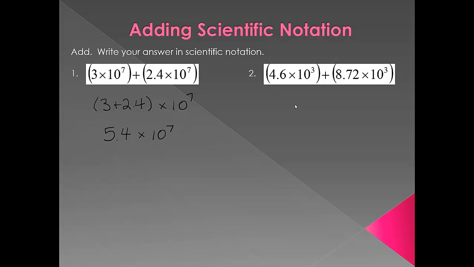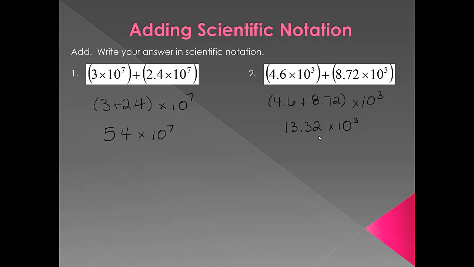Now let's look at number 2. For number 2, I have the quantity 4 6/10 times 10 cubed plus the quantity 8 72/100 times 10 cubed. I have the same power of 10, so I can go ahead and add my factors. So I'm going to add 4 6/10 plus 8 72/100. And that answer would then be times 10 cubed. When I add 4 6/10 and 8 72/100, I'm going to get 13 32/100. And that would be times 10 cubed.